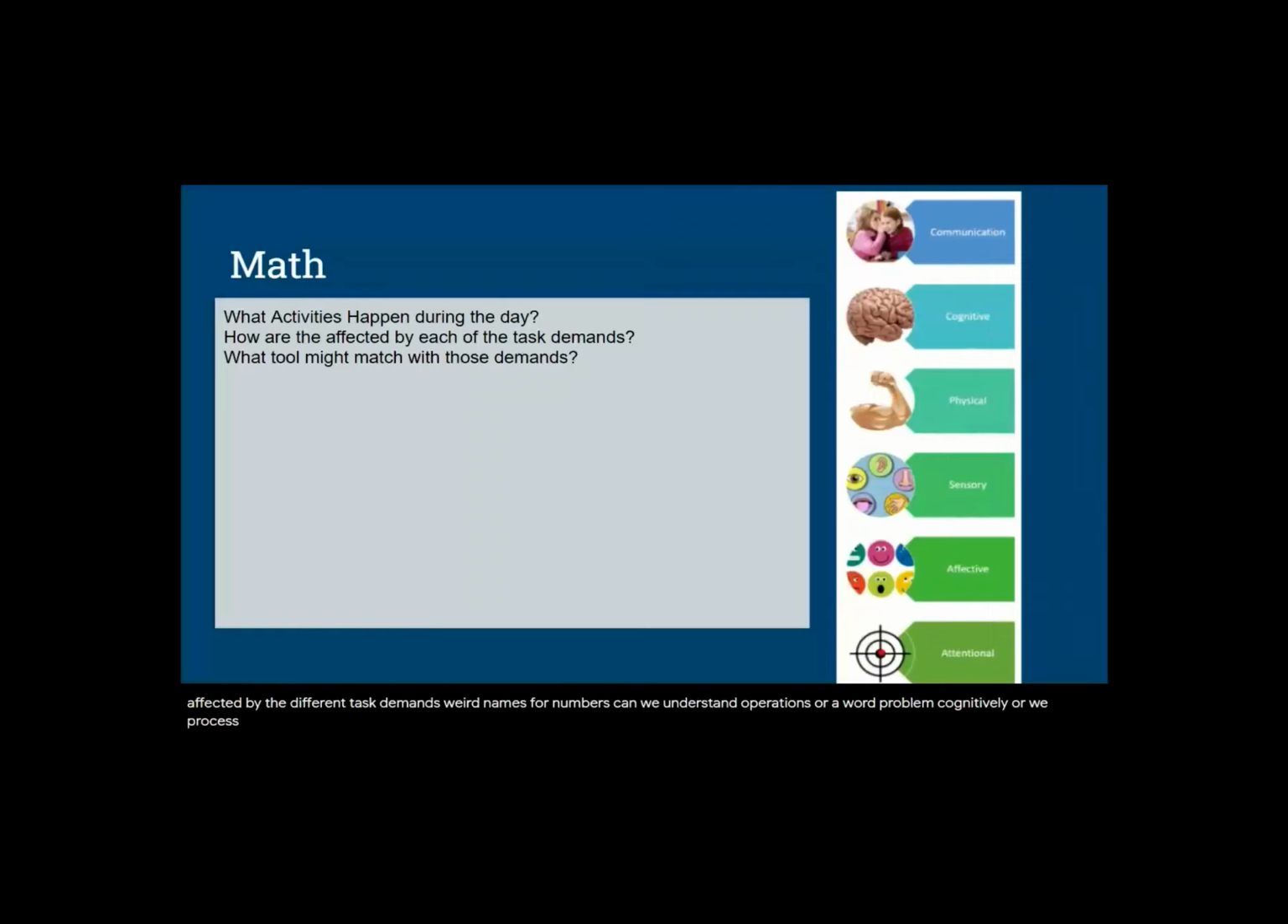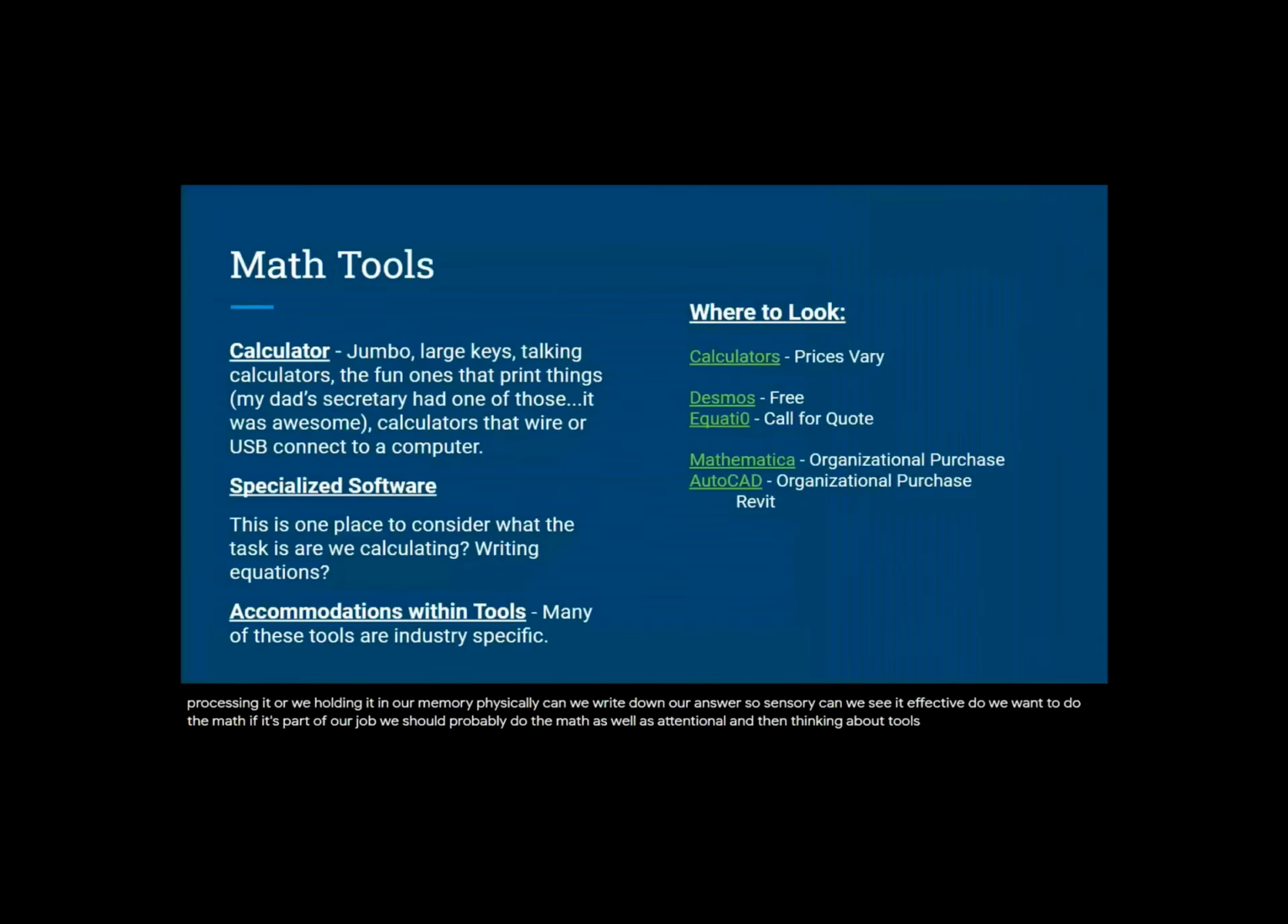Cognitively, are we processing it? Are we holding it in our memory? Physically, can we write down our answers? Sensory, can we see it? Affective, do we want to do the math? If it's part of our job, we should probably do the math, as well as attentional. And then thinking about tools that can match with that.